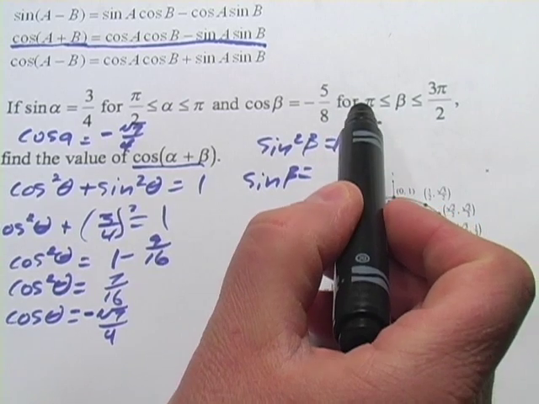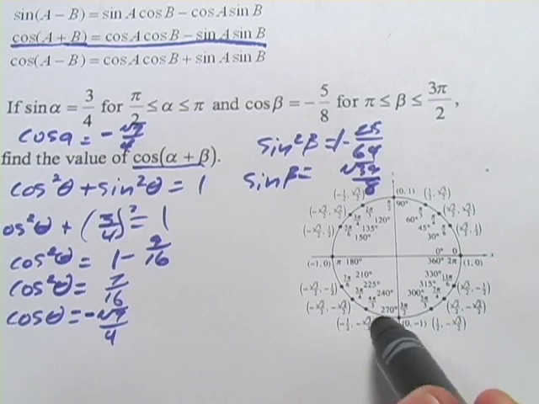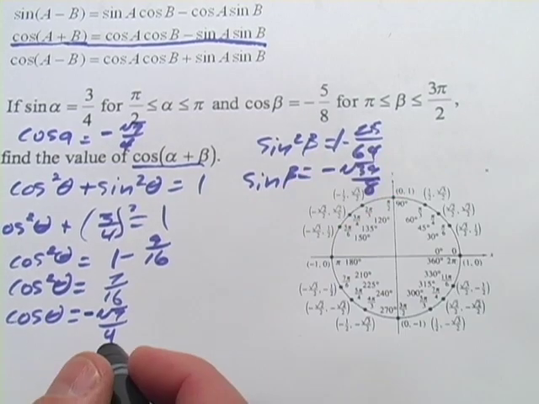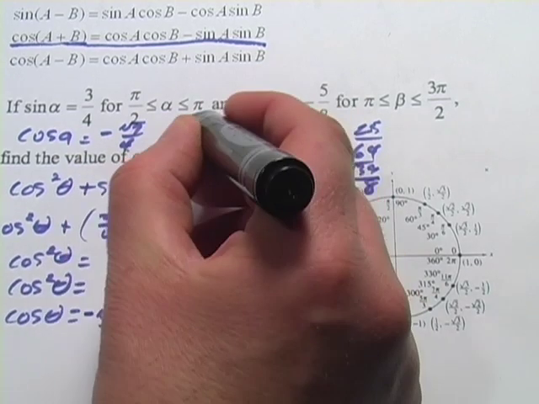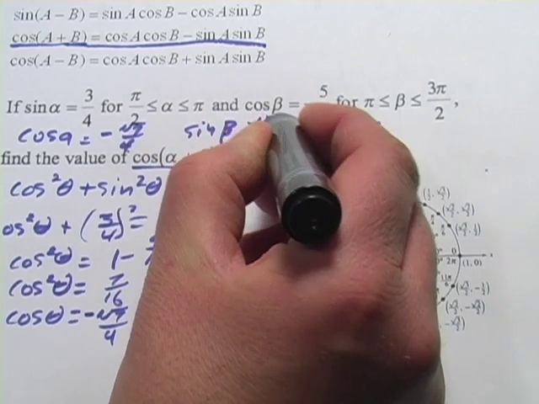And we're between pi and 3 pi over 2. So here's pi, here's 3 pi over 2. We're in the third quadrant. Everything's negative there. So that's going to be a negative square root of 39/8. So the sine of beta is negative square root of 39/8.